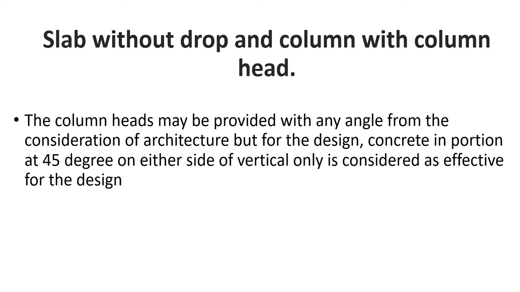Okay. The next type is your slab without drop and column with column head. That means there is no drop, only in the flat slab there is only a column head which is above the column. The column heads may be provided with an angle from the consideration of architecture, but for the design, concrete in portion at 45° on either side of vertical only is considered as effective for the design.